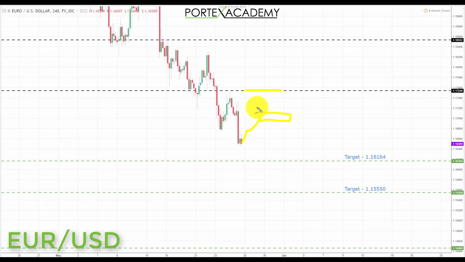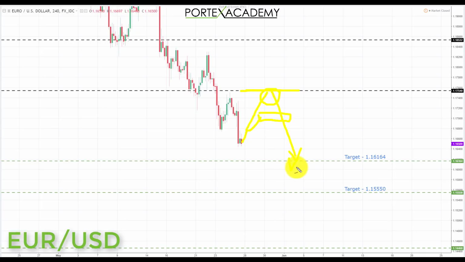But if we get a pullback somewhere in this area, as I say, preferably a retest of broken support turning resistance, this is going to be a great place to start once again to look for bearish formations and patterns. And if we get the right kind of bearish formations and patterns in this area, we're going to be looking to initiate shorts once again in the euro dollar down towards target 2 set from last week at the 1.16164.